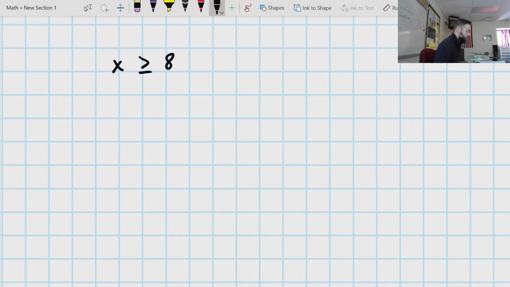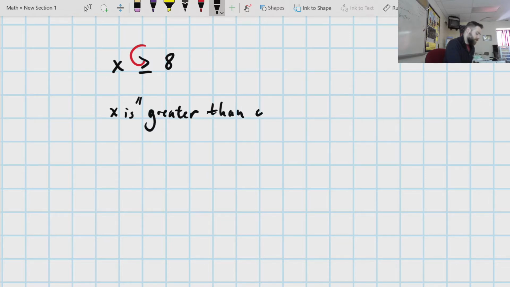And so I take a look at this and I say to myself, okay, what does this symbol mean? Well, I can make a G out of that symbol. That arrow is pointing to the right, so if I make a G out of that, that means x is greater than or equal to 8. So if that's the case, I'm going to write this in words: x is greater than or equal to 8.